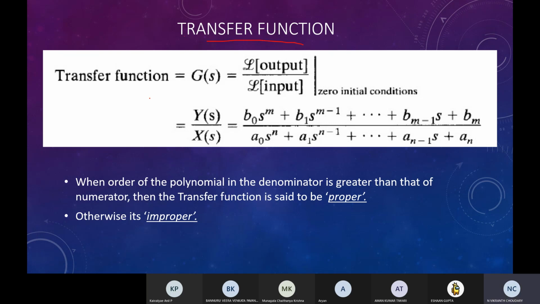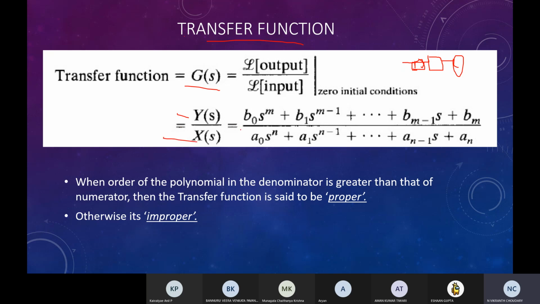So what is a transfer function? It is the ratio of the Laplace transform of an output and the Laplace transform of the input. Suppose there is a circuit over here, and you consider the voltage here as the input and the voltage over here as the output. Then the Laplace transform of this output divided by the Laplace transform of this input gives us the transfer function G(s), and you can represent the output as Y(s) and X(s) is the input.